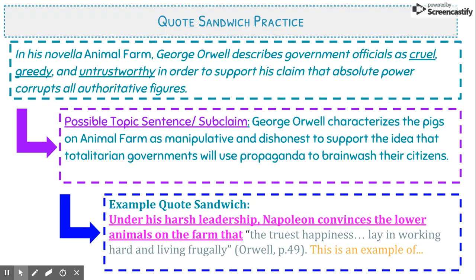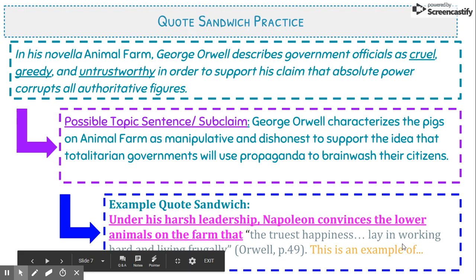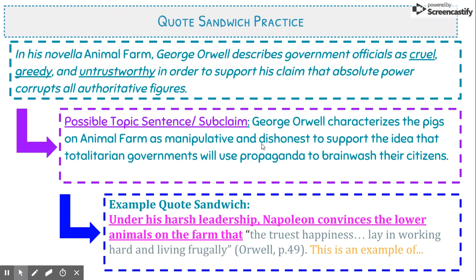Then, this is an example of, and then whatever comes after that would be my analysis, or my reasoning, or my interpretation, or my explanation. In this orange 2-sentence reasoning, I'm going to describe how this quote shows that the pigs are manipulative and dishonest, and maybe even talk about propaganda.